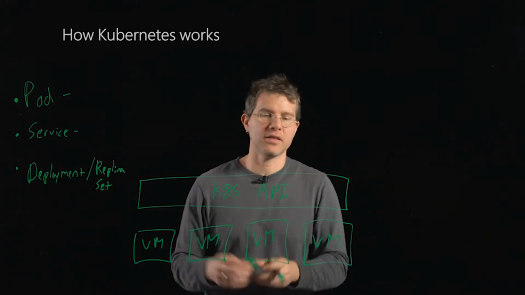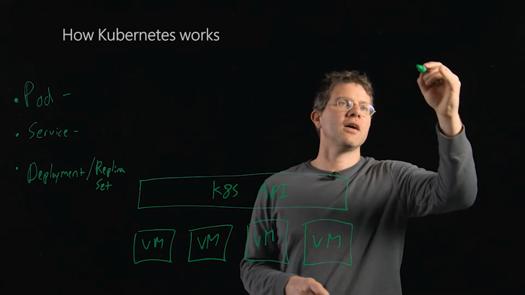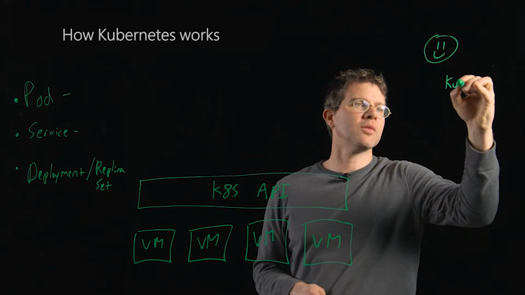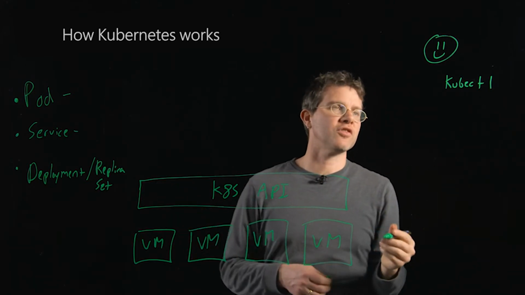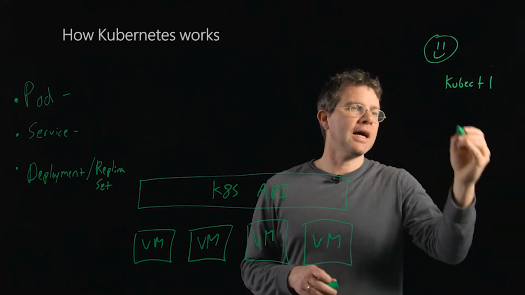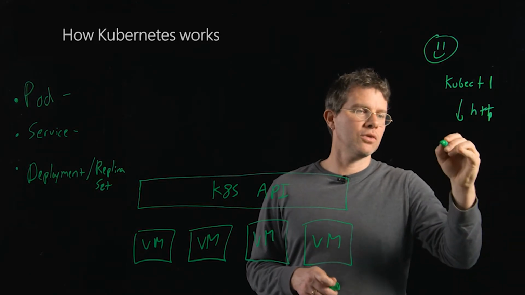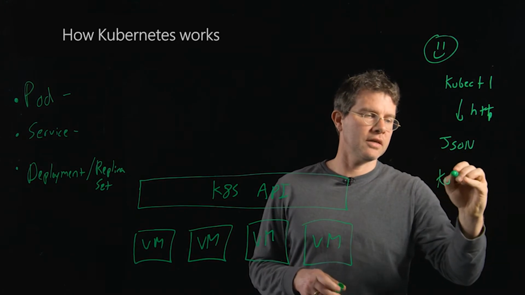So this API that is presented is a JSON-based API. If you have a user interacting with Kubernetes, they generally use the kubectl command line tool, although other tools have been written to interact with the API. That makes an HTTP call with JSON to the Kubernetes API server.